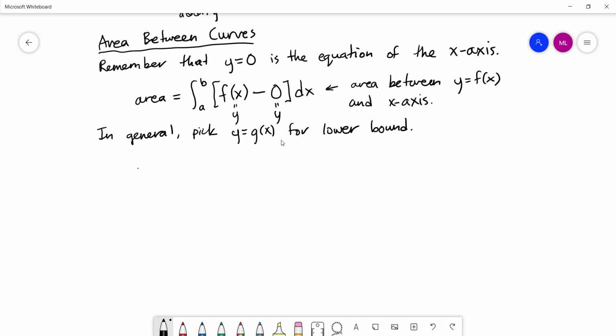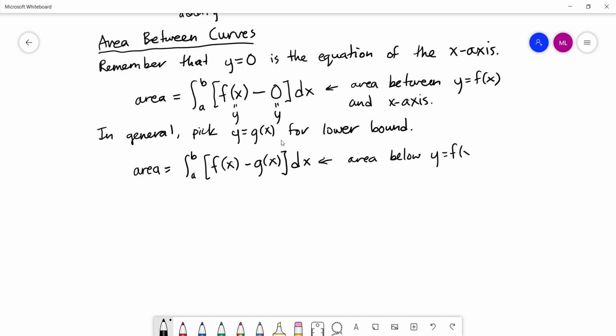And now we can find the area as follows. Integral from a to b of f of x minus g of x dx. And this is the area below y equals f of x and above y equals g of x. But this has to be the top and this has to be the bottom. Otherwise, we're going to get a sign error in our result. So keep that in mind.